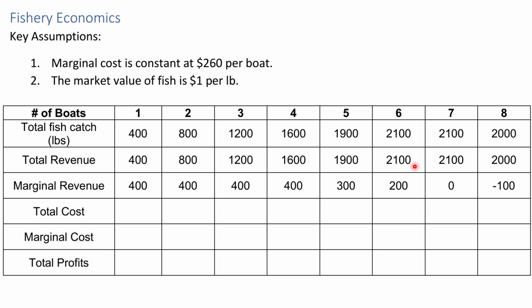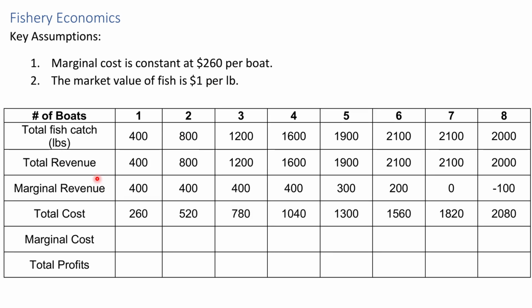Okay. Now total cost is a little bit straightforward. The marginal cost is constant at $260 per boat. So all you have to do is multiply $260 by the number of boats. Okay. And so you just multiply it, and that's what you will get.